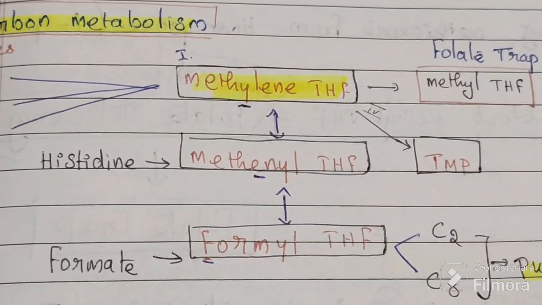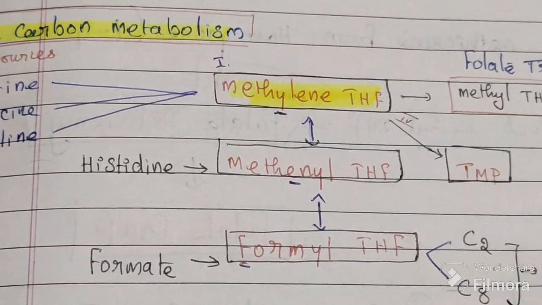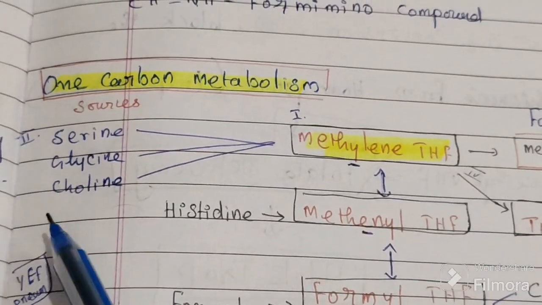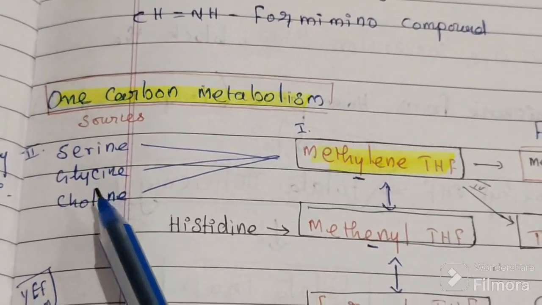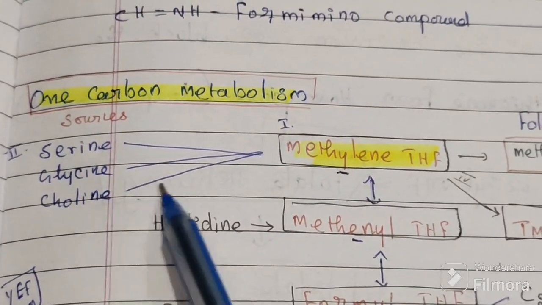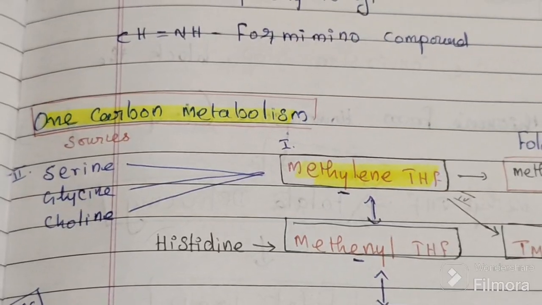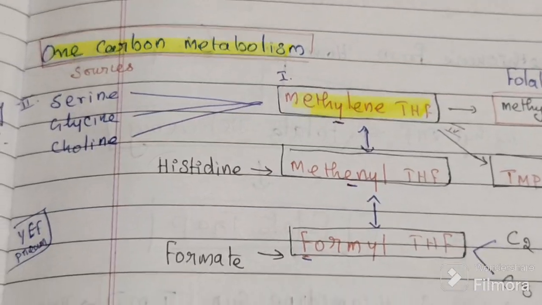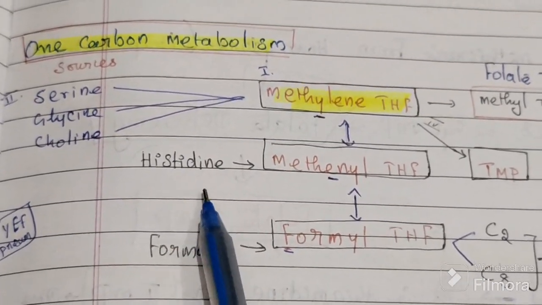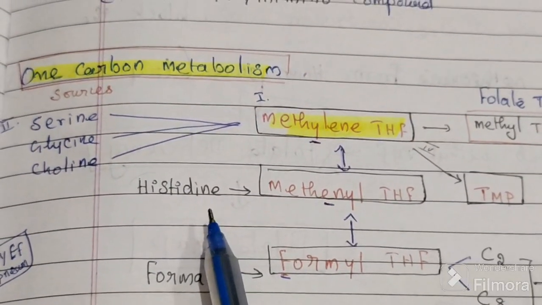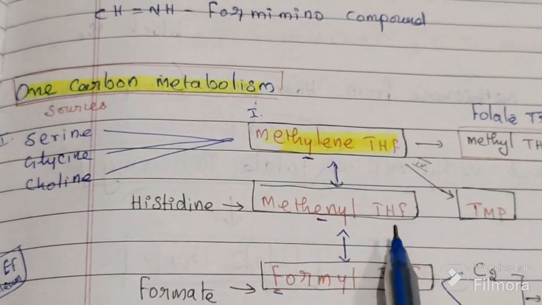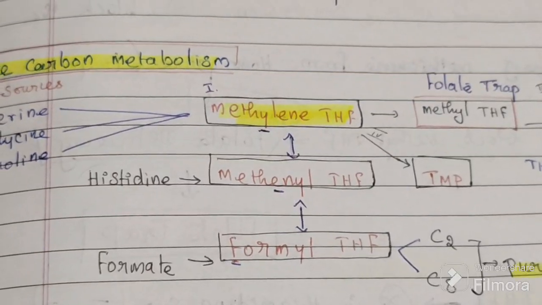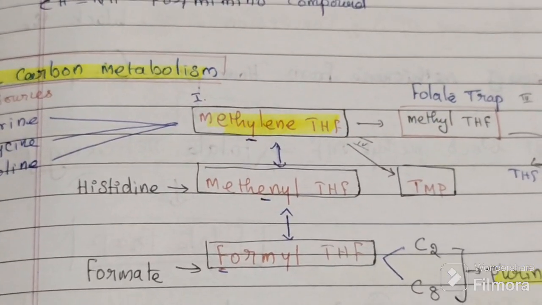The sources of one carbon components: first one is serine, glycine and choline, which are the sources of one carbon components. Here the source for methenyl tetrahydrofolate is histidine. Then the source for formyl tetrahydrofolate is formate.